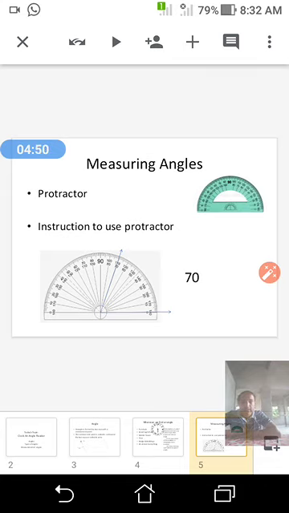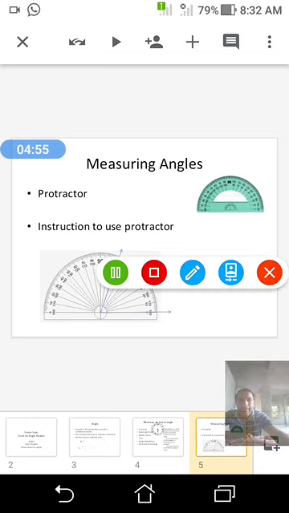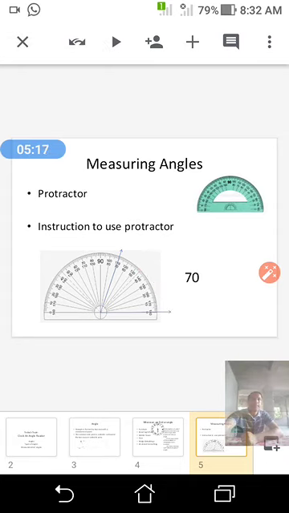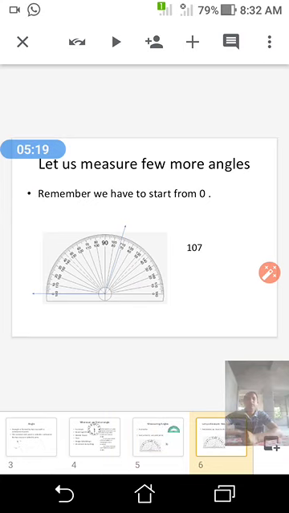As in this case, you can see 0, 10, 20, 30, 40, 50, 60 and 70. So here the angle is 70 degrees. Let us check another example. Let us measure a few more angles. Remember, we always start the counting from 0.